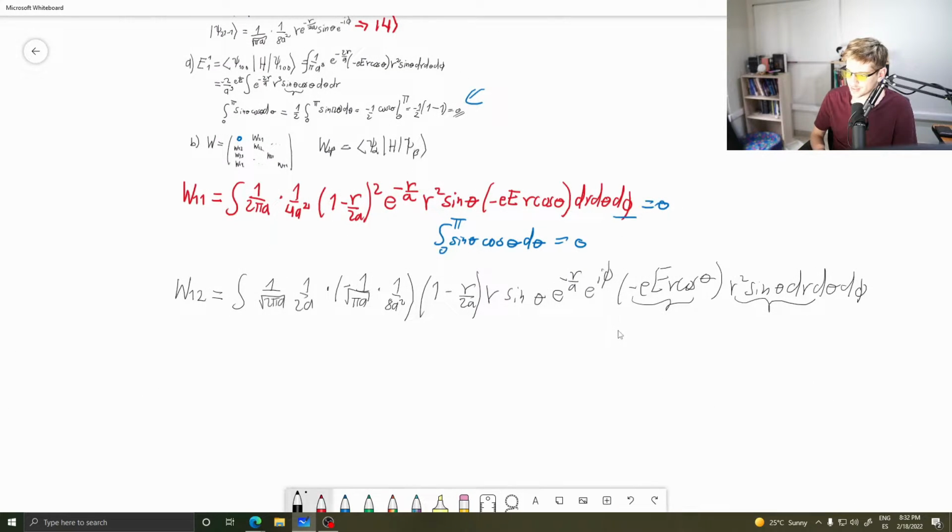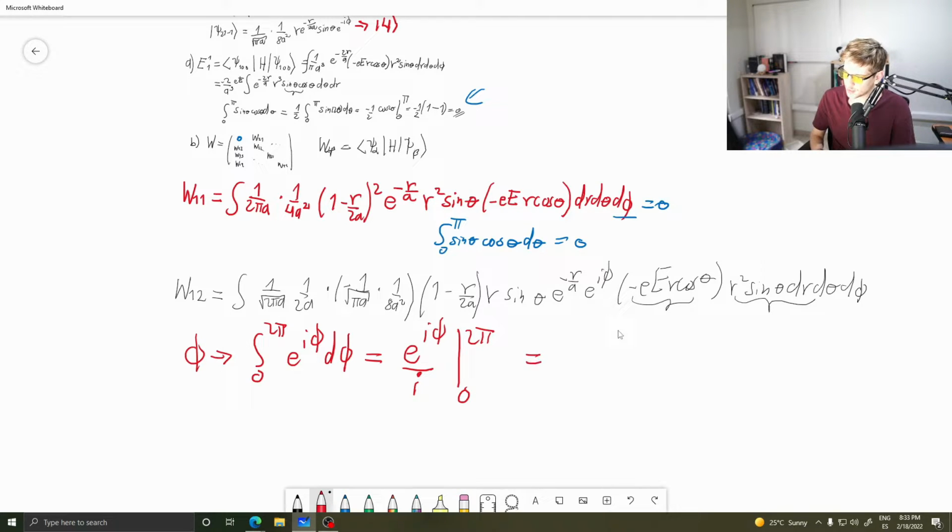So this time there is something related to phi, so let's test it. Let's solve the phi integral first. So for phi, our integral is from 0 to 2 pi of e to the I phi d phi. So what is this? Now this would simply be e to the I phi over I, and then we have to evaluate between 0 and 2 pi. So here we get e to the 2 pi I over I minus 1 over I.